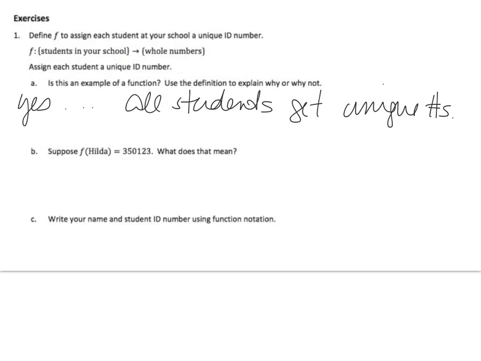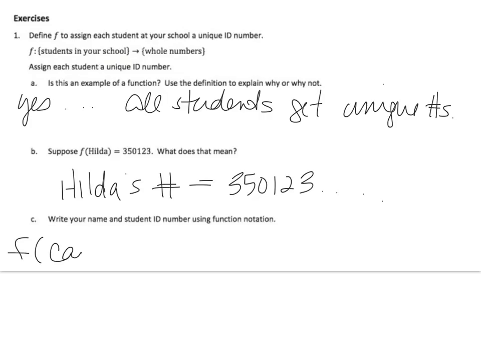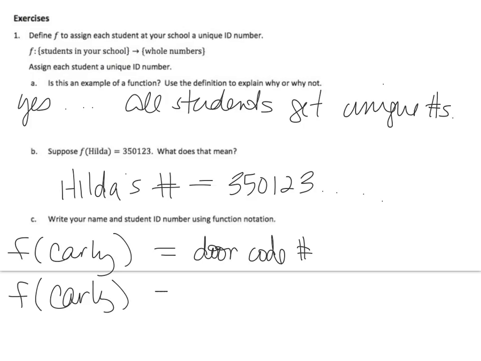Suppose the function evaluated at Hilda is 350123. What does that mean? Well, it means that Hilda's unique number is 350123. No one else gets that. Write your name and student ID number using function notation. Okay, so the function evaluated at Carly equals my door code number, but I'm not going to tell you my door code number because that is unique. Every student has their own door code number, okay? Or I could say every student or person has their own email address.